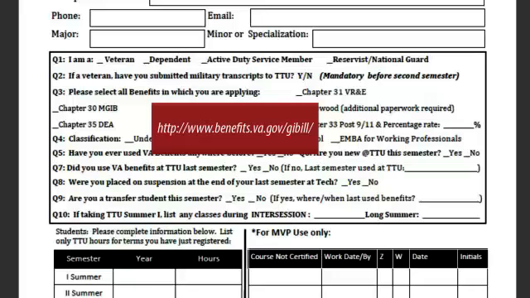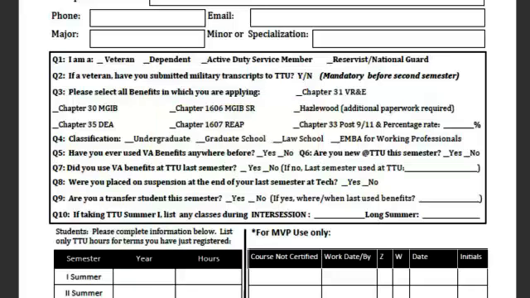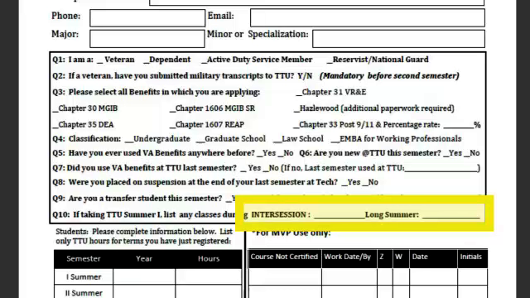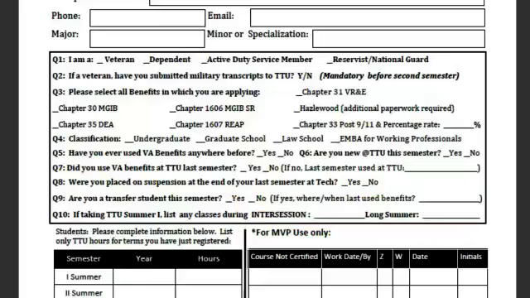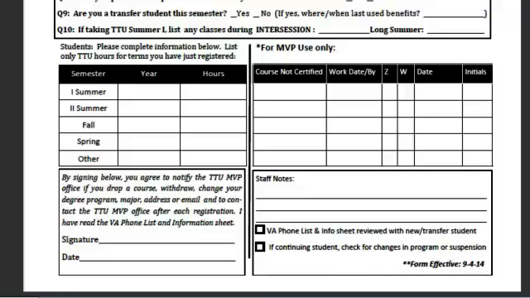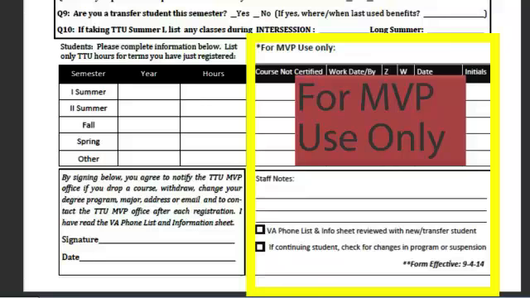One thing you might notice at the bottom of this section is it's asking you about intersession and long summer classes. Intersession are small 2-week courses that are offered in between semesters, and long summer means you're taking one course over both summer sessions. If that doesn't apply to you, then don't worry about filling that part out. Down here we have basically a section just for us, so don't worry about this side. The other side is going to be for you.